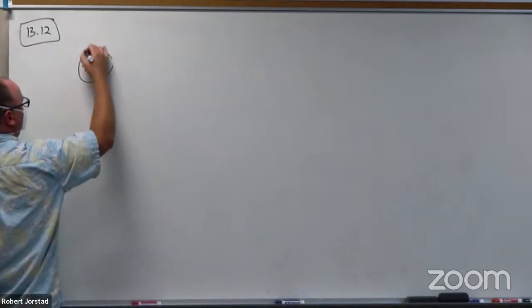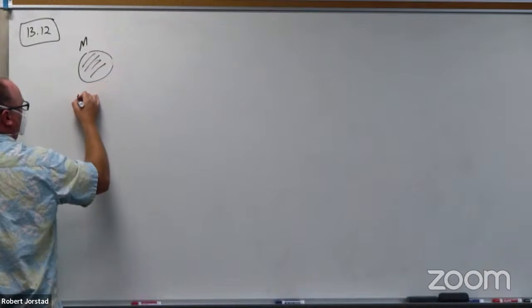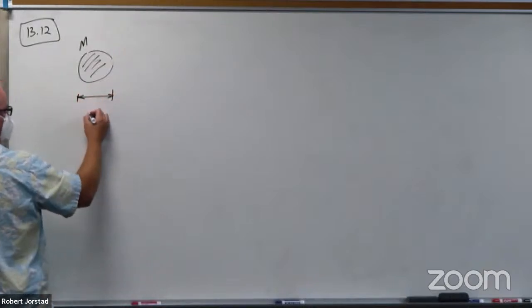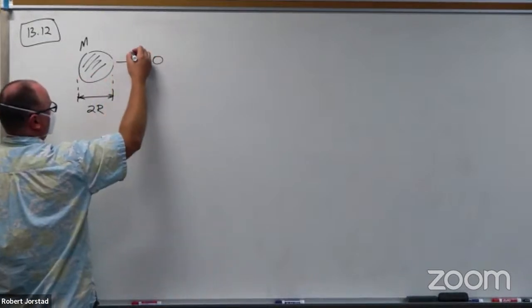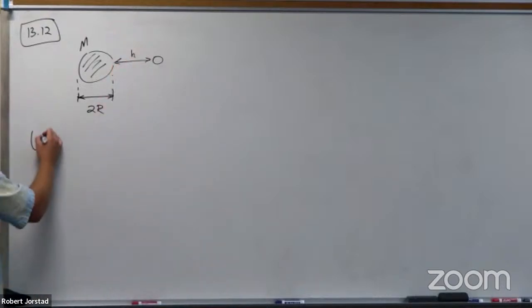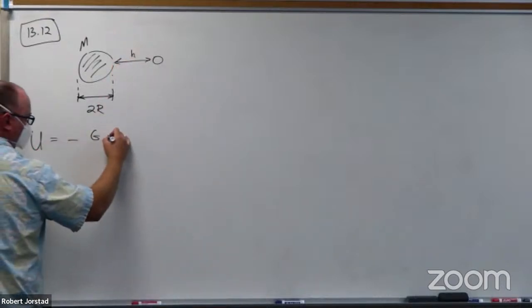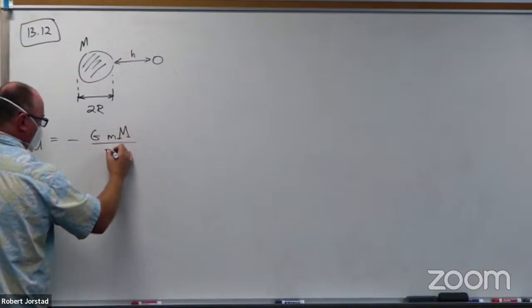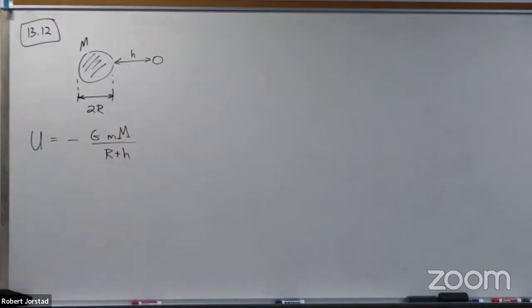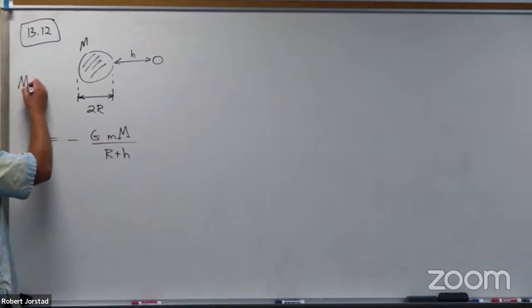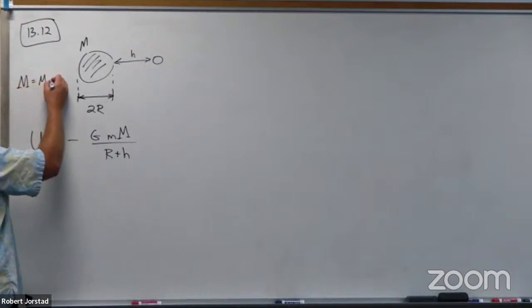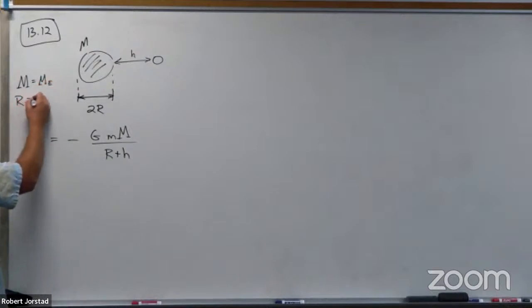Say we have a mass here. The radius of this thing is r, so I'll just say the diameter is 2r, with some object here that's some distance h above. You know the gravitational energy is negative G m over r plus h, right? So that's the potential energy when we're sitting up there. Now in this case, m could be the mass of the Earth, and r could equal the radius of the Earth. And I think that's how I phrased it in this problem.